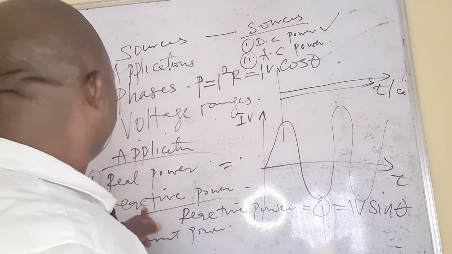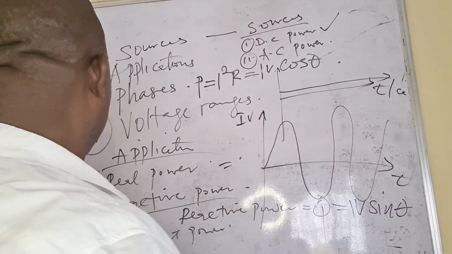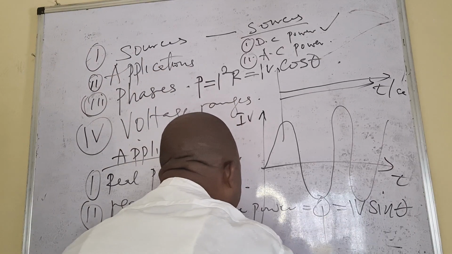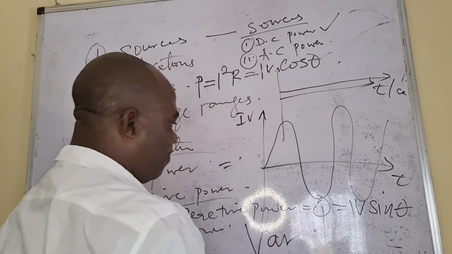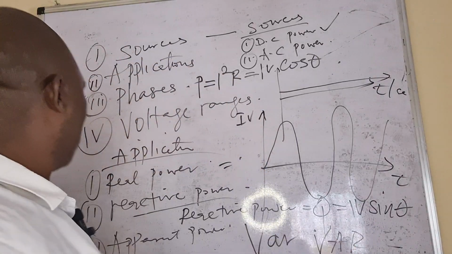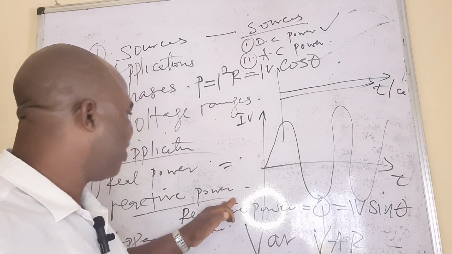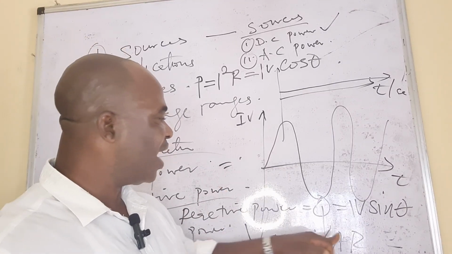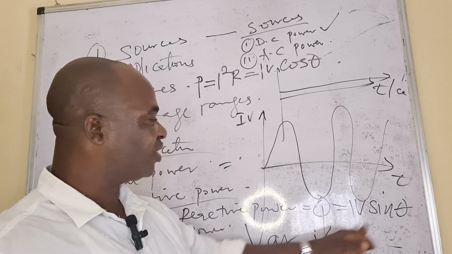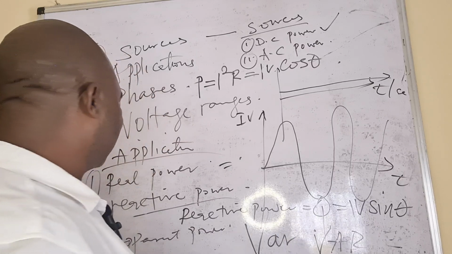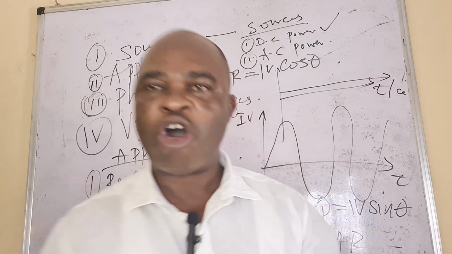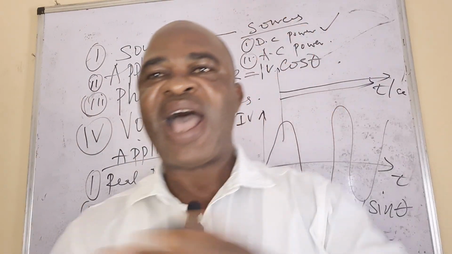So the unit for reactive power is volt ampere, that is VAR. We call it VAR. This is the unit of reactive power. VAR, meaning volts ampere reactive. V stands for volts, A stands for ampere, R stands for reactive. So that we can say reactive power is like 500 VAR, 400 VAR, 1000 VAR, and so on.